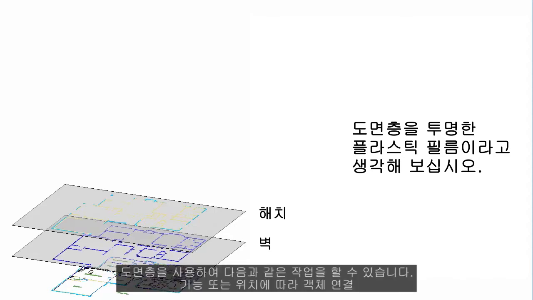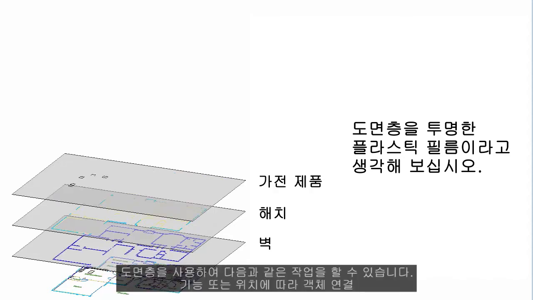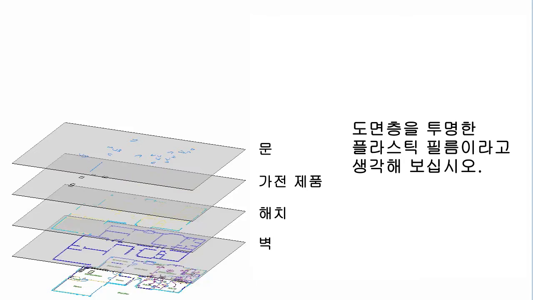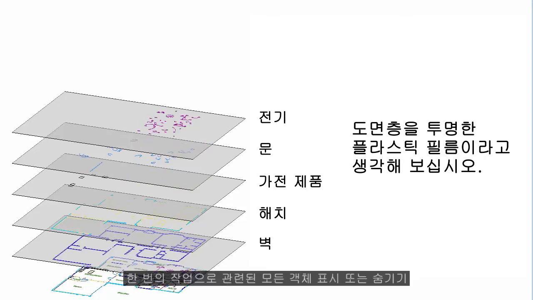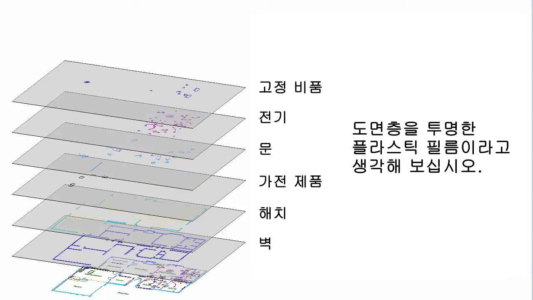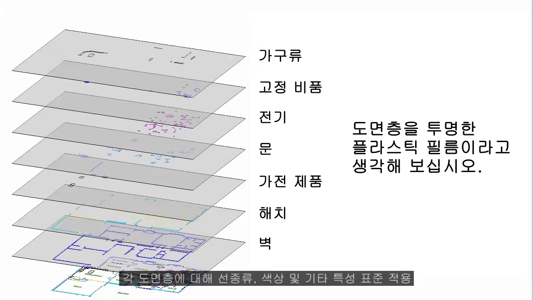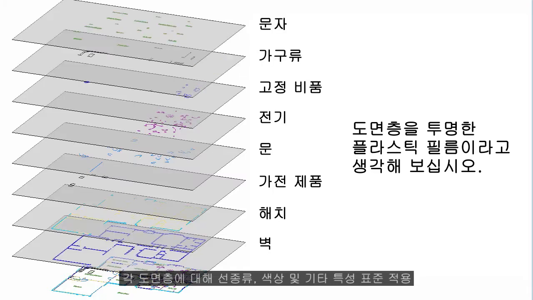With layers, you can associate objects by their function or location, display or hide all related objects in a single operation, and enforce line type, color, or other property standards for each layer.